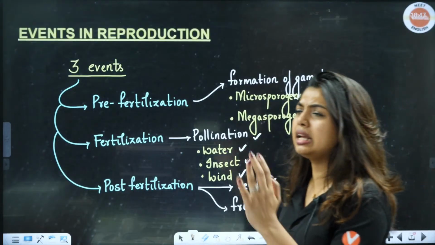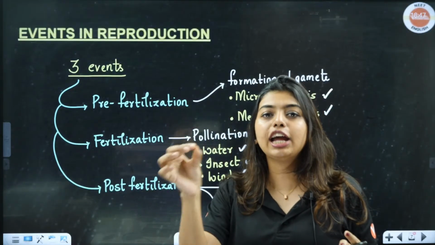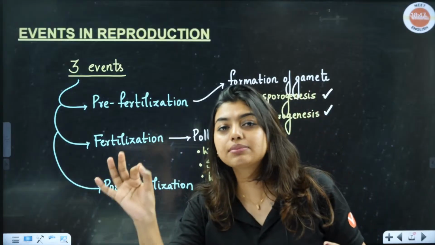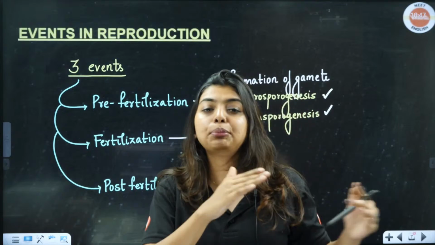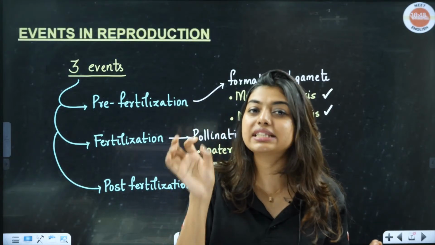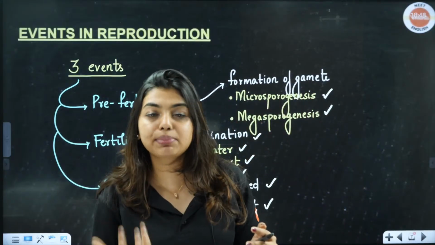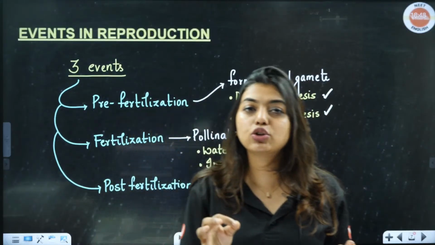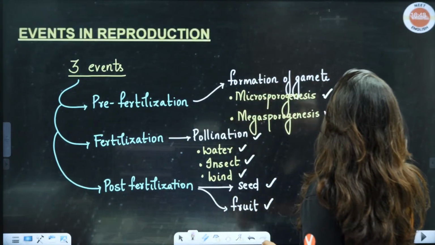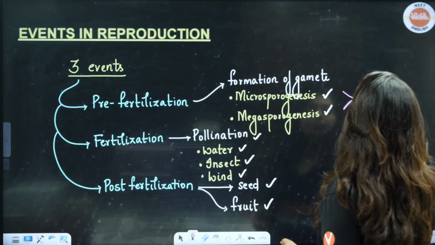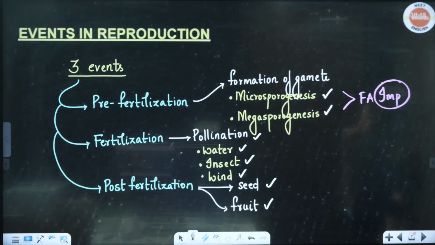So ultimately the plant has a goal. What is that goal? I have to form seed, I have to form fruit. For that, if I have to do a process, that will be your fertilization and pre-fertilization. In pre-fertilization, two most important things, that can come as a direct definition question, or they can ask you to explain that entire process, are microsporogenesis and megasporogenesis. So this is very important for your FA. Okay, two very important. Clear?